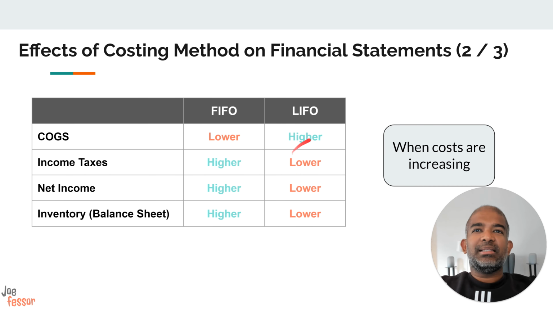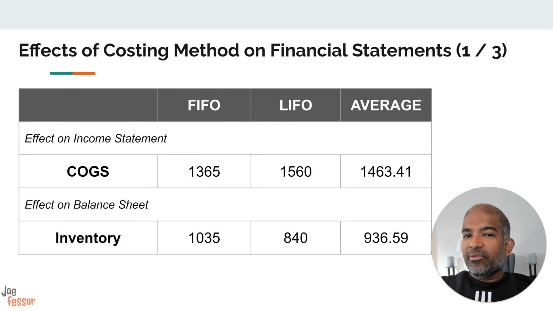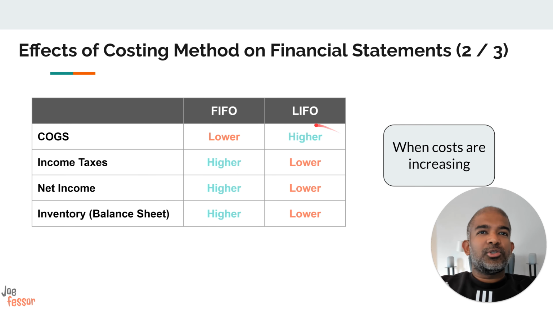So when costs are increasing, we can see that the cost of goods sold is higher under the LIFO methodology, because under LIFO we are selling the most recently purchased product first. So when costs are increasing, those would also be the units with the highest cost. Hence the cost of goods sold is higher under LIFO than under FIFO. So if cost of goods sold, which is an expense, is higher under LIFO, it means under LIFO you would end up with a lower pre-tax income in comparison to FIFO.